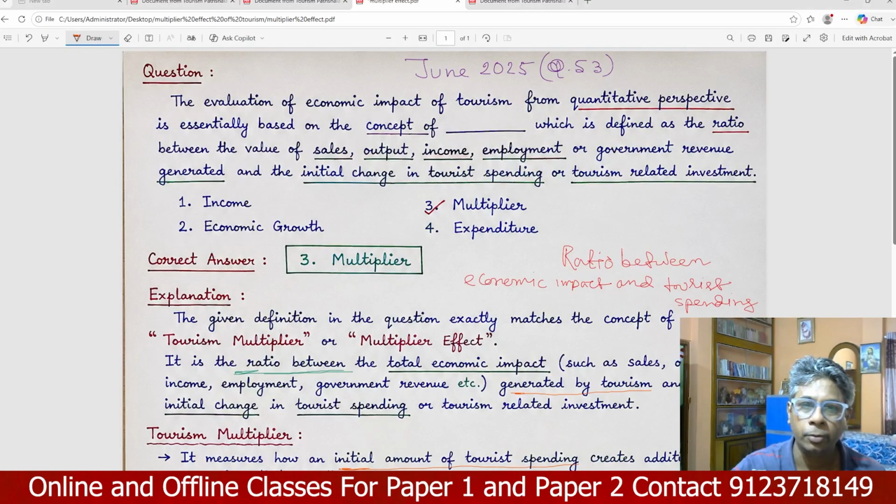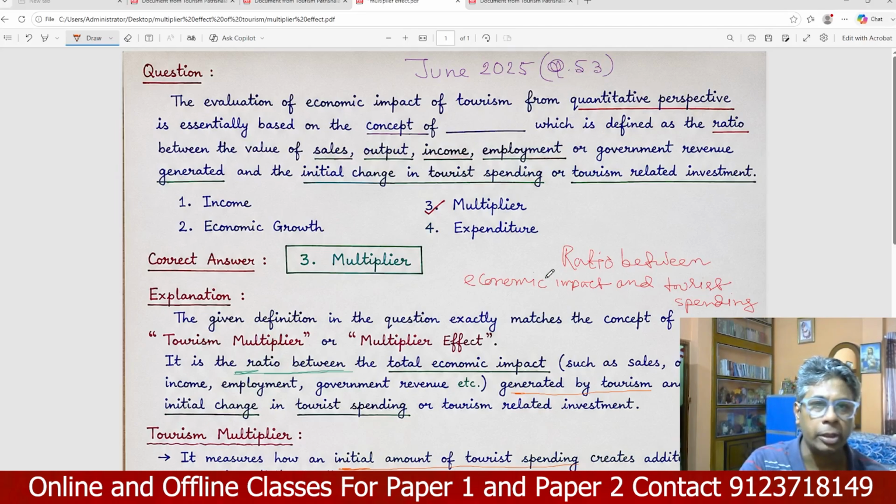Today we are going to solve the June 2025 question on the multiplier effect. The question is: the evaluation of economic impact of tourism from a quantitative perspective is essentially based on the concept of dash, which is defined as the ratio between the value of sales, output, income, employment or government revenue generated and the initial change in tourist spending or tourism-related investment. They have given four options: income, economic growth, multiplier and expenditure. The correct option is the multiplier effect. This is a question of June 2025, question number 53.